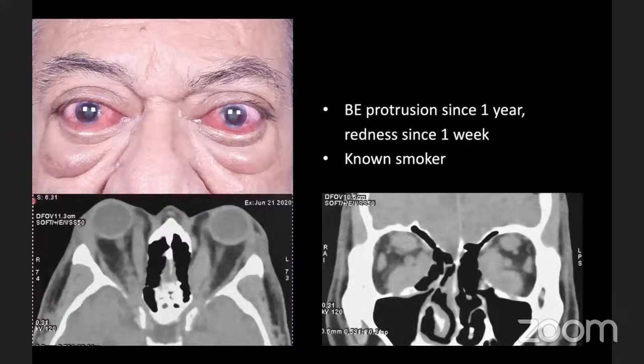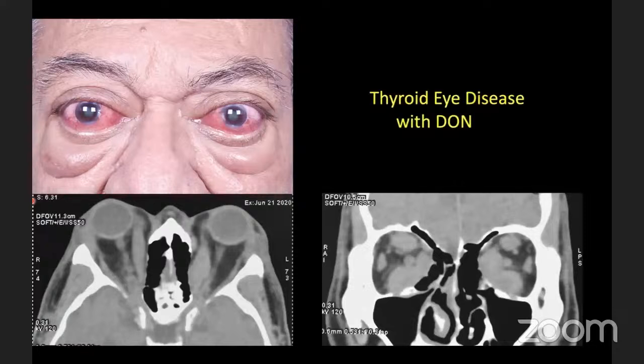Now let us look at this case. So here there is a protrusion of both the eyes, and this was a history of a year. There was also redness, which was present since a week. The patient is a known smoker, and on the CT scans in the axial cut, you can see that there is typical belly enlargement and there is sparing of the tendon. And in the coronal cuts, you can see that the muscles are very significantly enlarged and almost nearly compressing the optic nerve. So this is a case of thyroid eye disease with thyroid optic neuropathy.